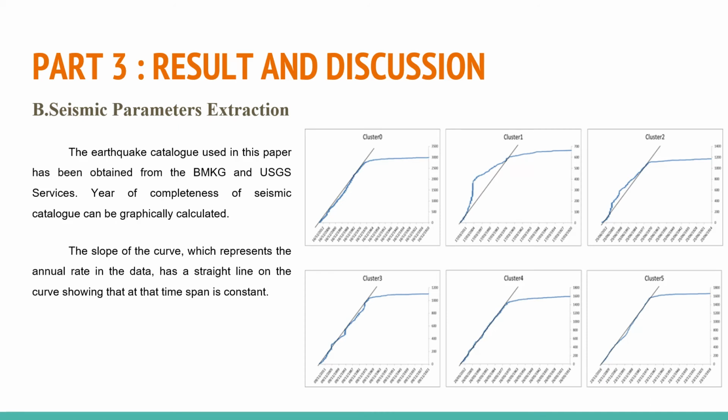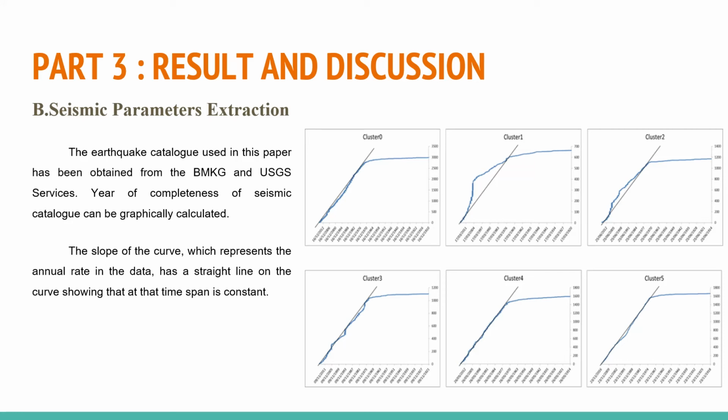Part 3, Result and Discussion. B. Seismic parameters extraction. The earthquake catalog used in this paper has been obtained from the BMKG and USGS services. Before analyzing earthquake parameters, the completeness of the data in each area should be analyzed first. The year of completeness of a seismic catalog can be graphically calculated.